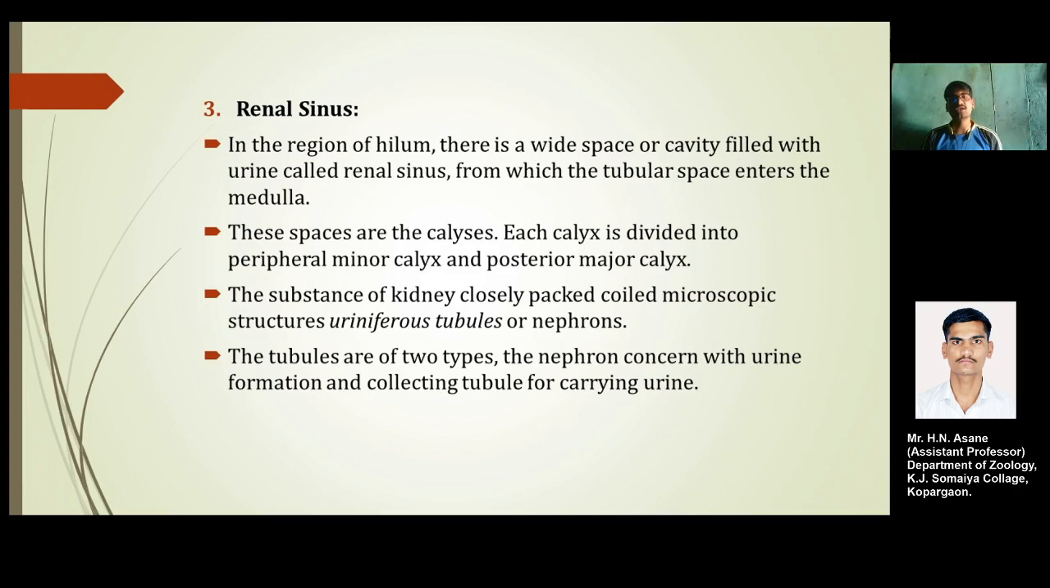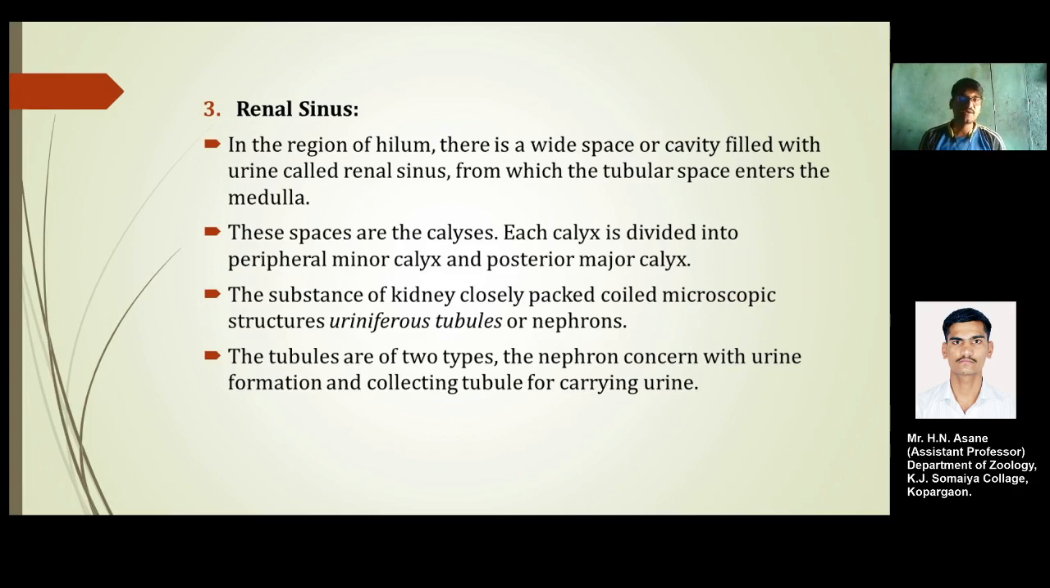So in the region of the hilum, the arteries, the ureter portion, as well as the venous portion, have the passage to communicate with this gross structure of the kidney. So these all are communicating with the kidney from the portion of the hilum. So there is a wide space or a cavity filled with urine called the renal sinus. That renal sinus is always filled with urine, and from it these tubular spaces enter into the medulla.